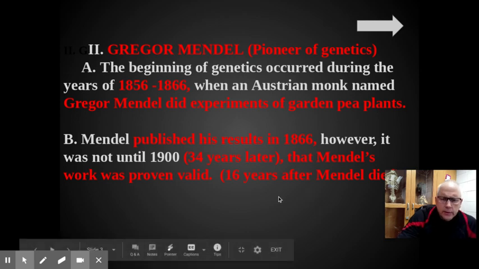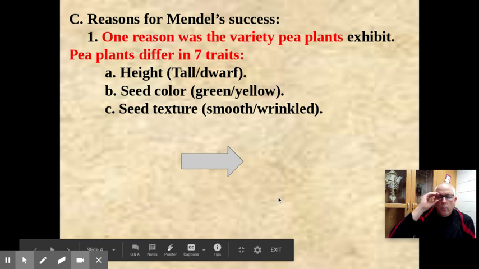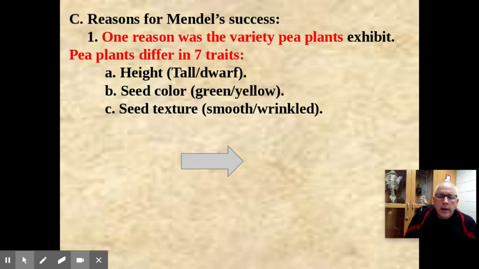Perfect plant to choose. So let's look at why Mendel was successful. Why are we still talking about him hundreds of years later? Why is he known as a pioneer of genetics? There are 3 reasons I want you to know. Good short answer question on the test. One reason was the variety that pea plants exhibit. Not all plants would exhibit the variety that peas do.